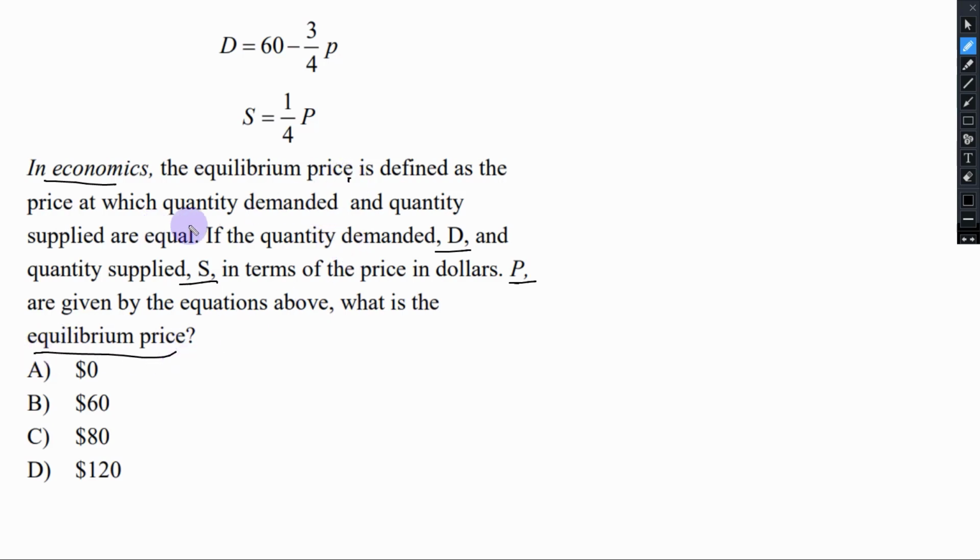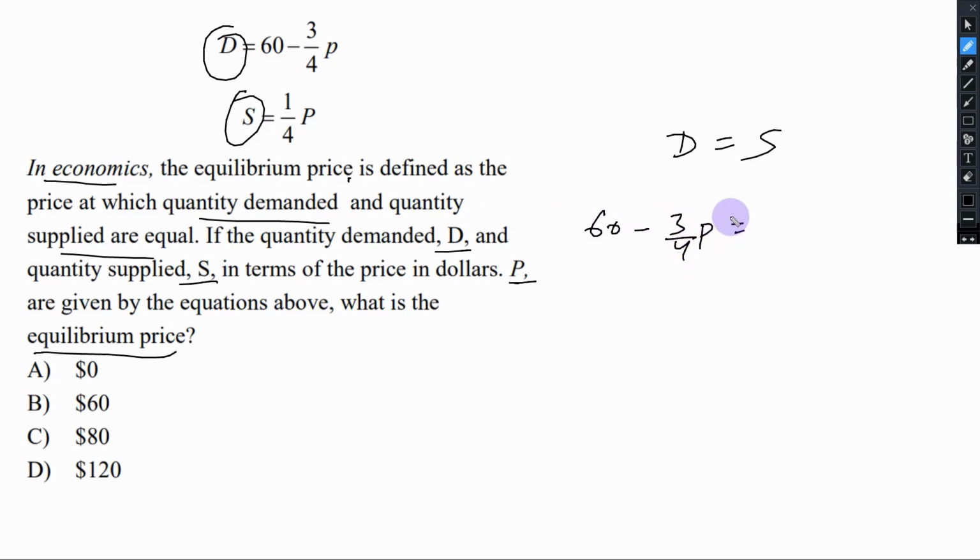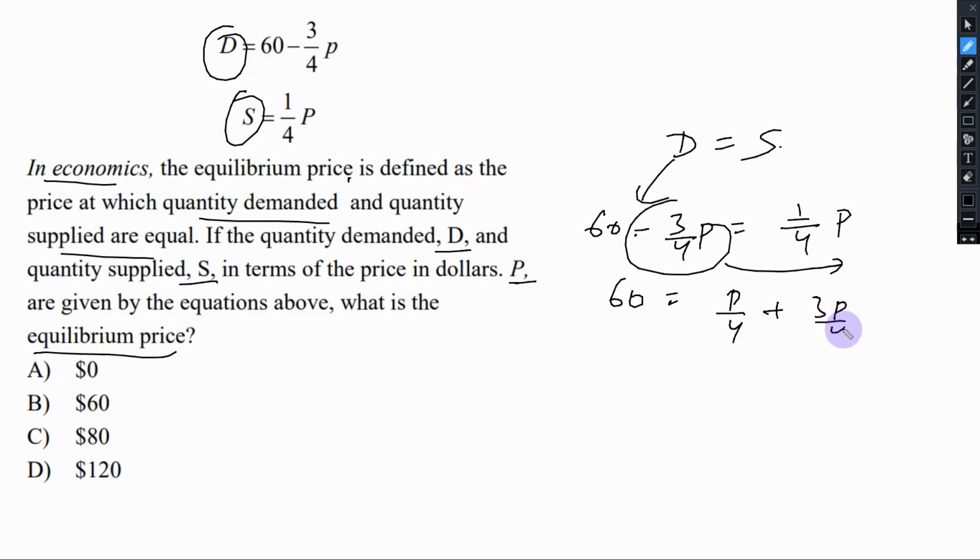So in the equilibrium state, the quantity demanded and quantity supplied are equal. So what we can write is D equals S. The values of D and S are given here, so we can substitute them. So 60 minus 3/4 P is the value of D, and the value of S is 1/4 P. So 60 equals, we can take it to this side, so it will be P by 4, and then the negative will be positive, and then 3P by 4, so it will be 4P by 4. So the value of P will be 60.